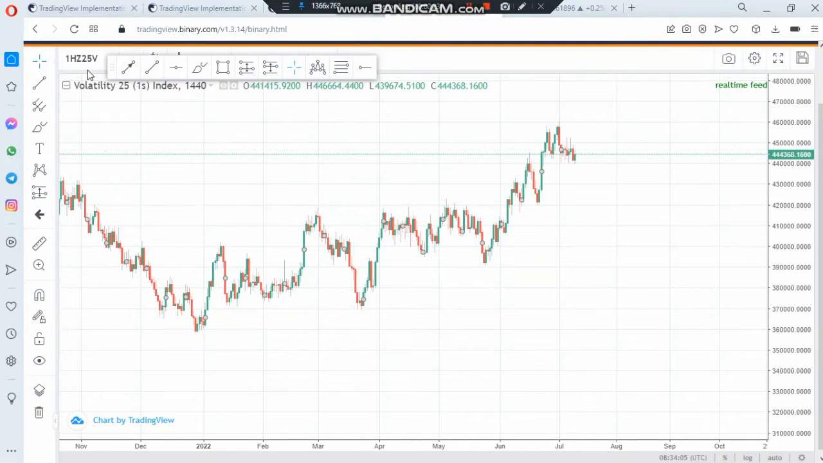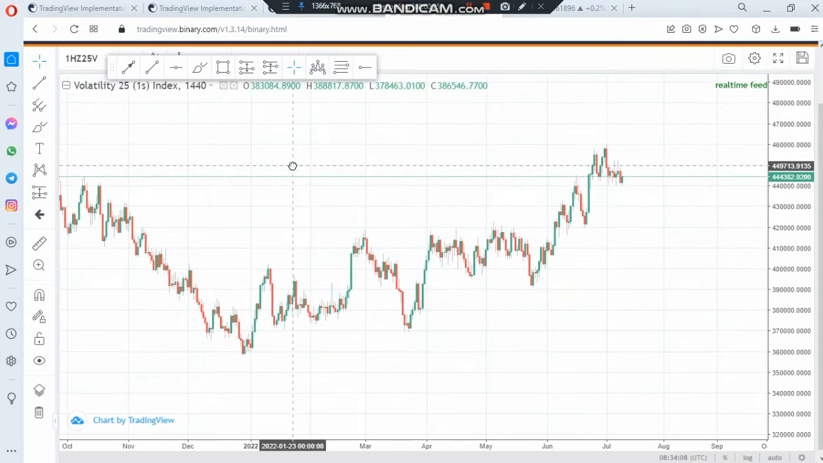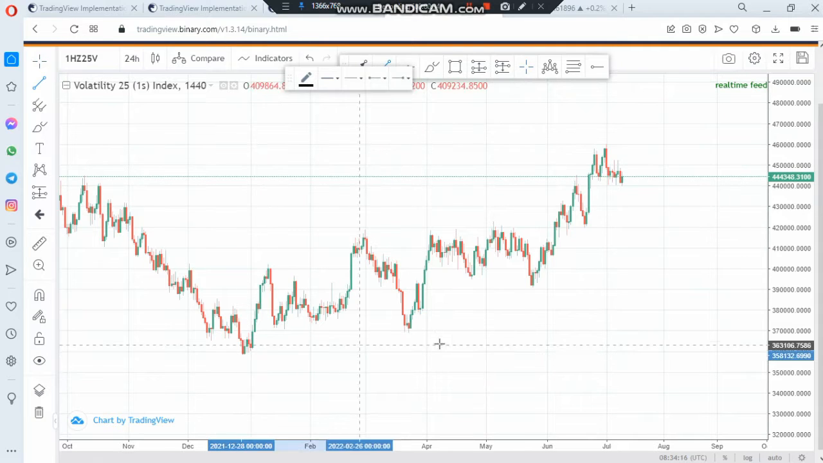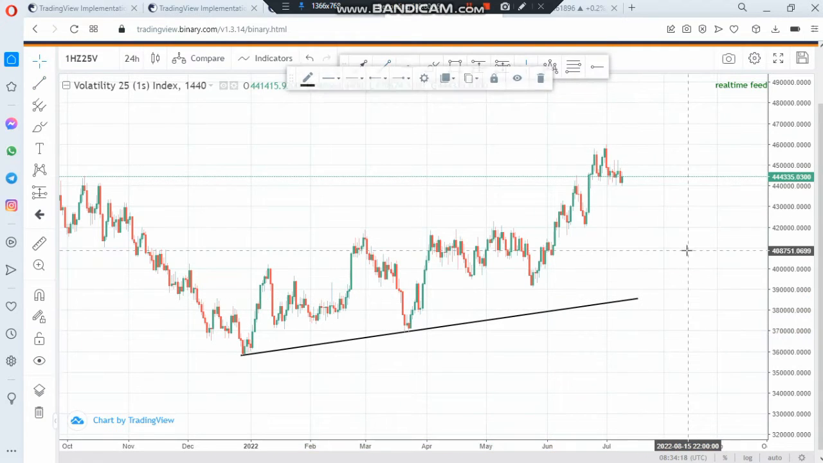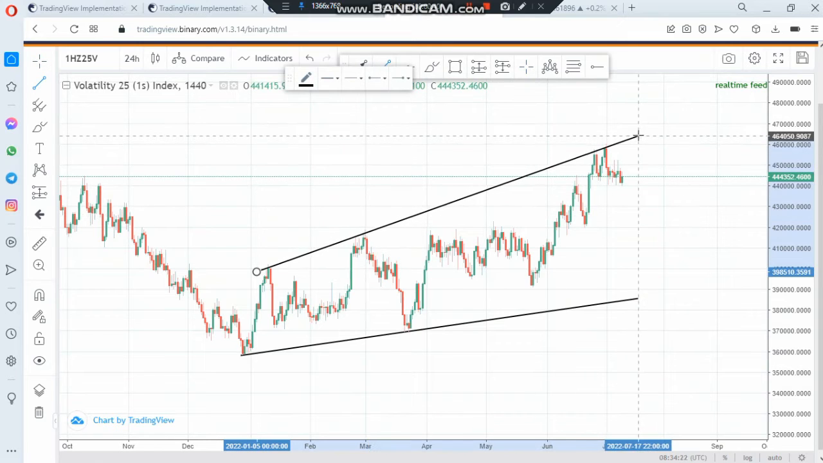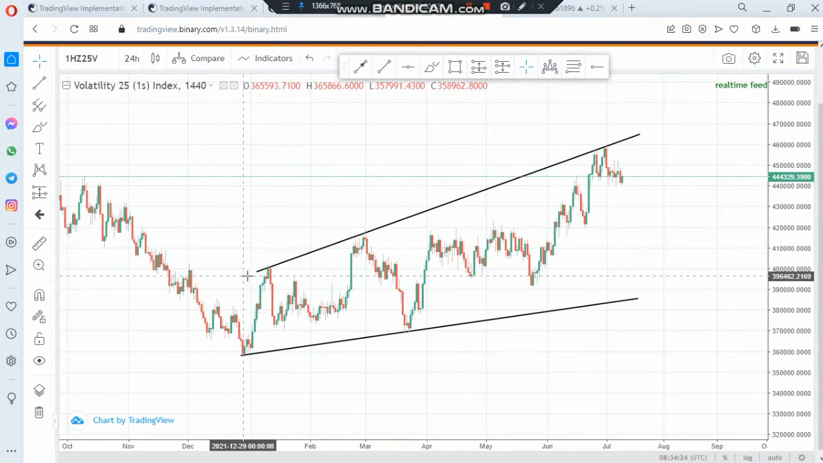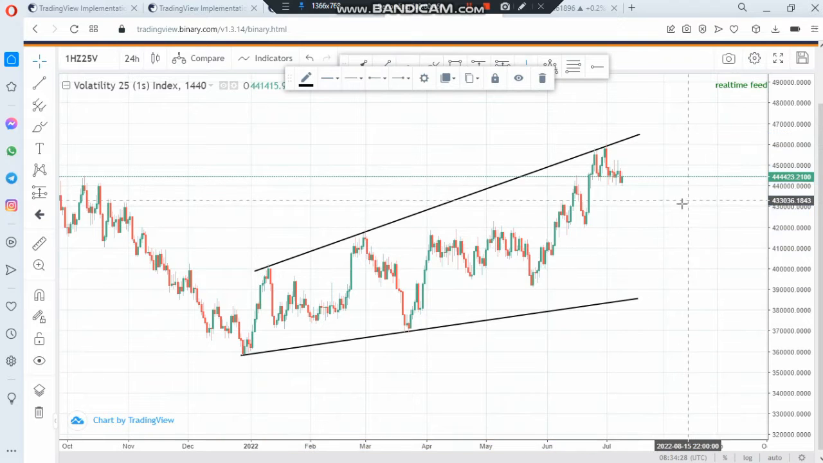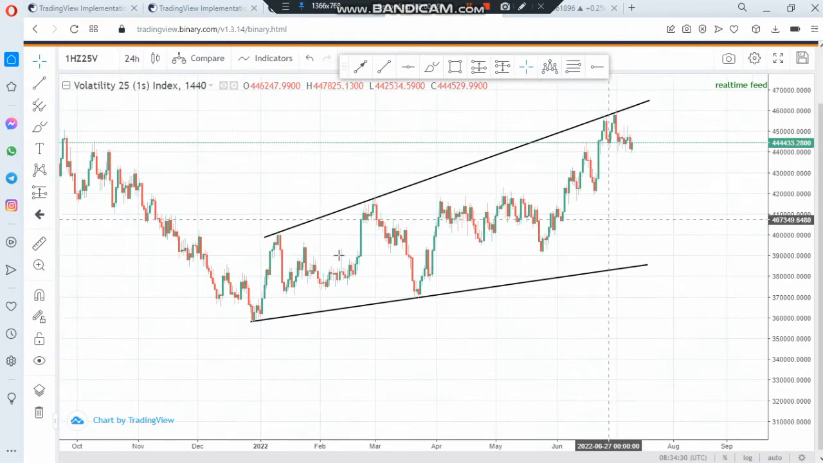So what I have for you is the Volatility 25 (1s). So this is the daily time frame. As you can see, we're not doing that much in the daily time frame, just to see the direction that we are taking. This is an expanding channel that we have here. So this is what we have on the daily, but we might want to start on the 4-hour time frame.